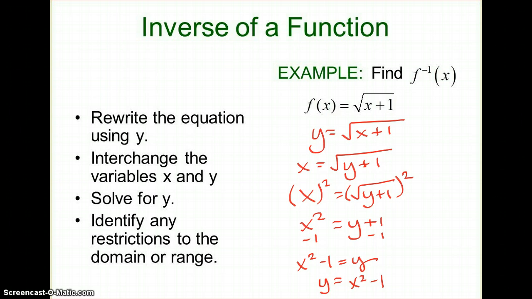Now, since my original problem started with a function notation up here and they wanted me to find f inverse, which is what this says right here, I'm just simply going to rewrite that. F inverse of x equals x squared minus 1. Okay, that just keeps consistent with what my original problem was asking me to do.